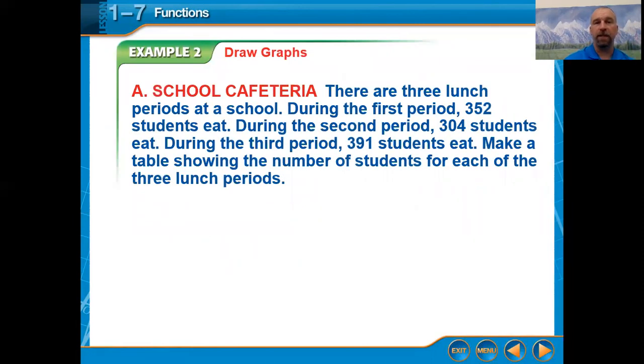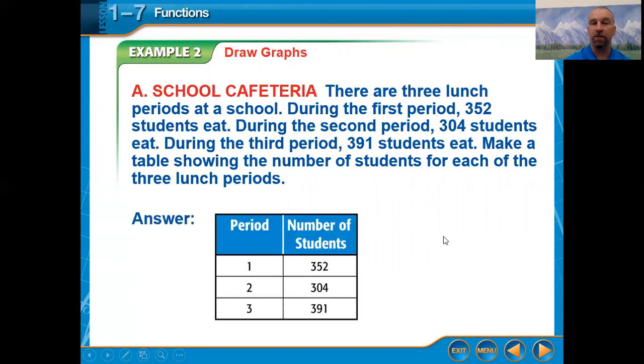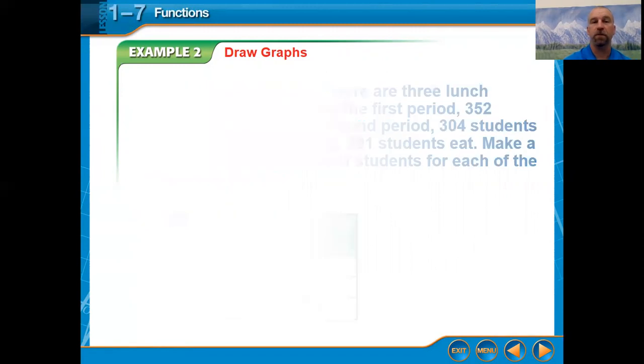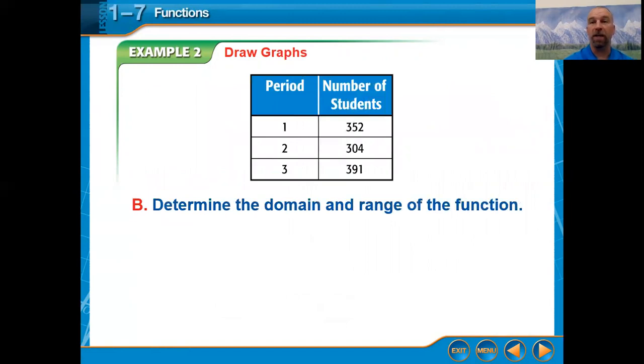All right, take a pause if you want, read that problem. They want you to make some different representations of this. So we'll make a table, we'll pair up first period with 352, second period 304, third period 391. There's my table. You can always pause the video if you need to. We're going to determine a domain and range. Domain is all the period numbers, the x's. The range is all the number of students, the y's. Should be written in order though. That 304 should come first, right? Not a good answer there.